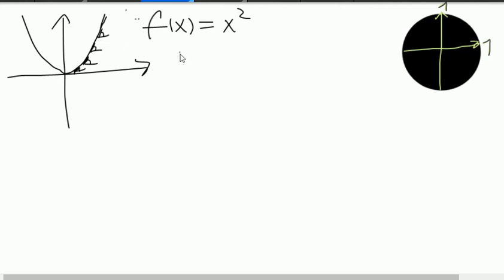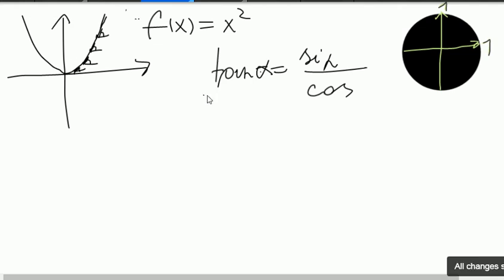And what it means: the derivative gives us the slope of the tangent line at the given point. This point, this point, this point, and it's also the tangent of the angle of the tangent line. What is tangent? Tangent of alpha equals sine over cosine, or when we calculate the slope, it's rise over run.